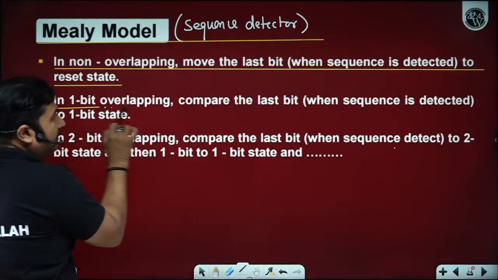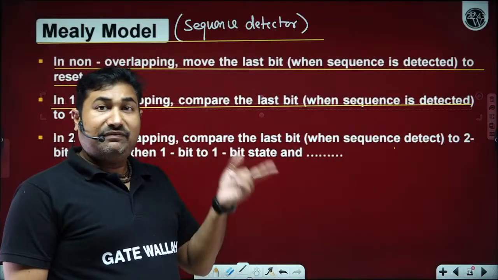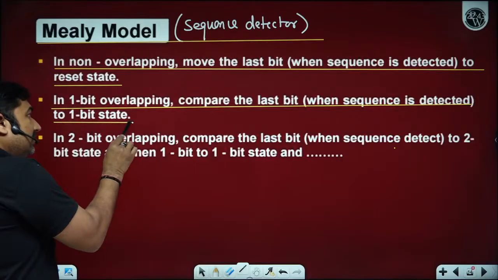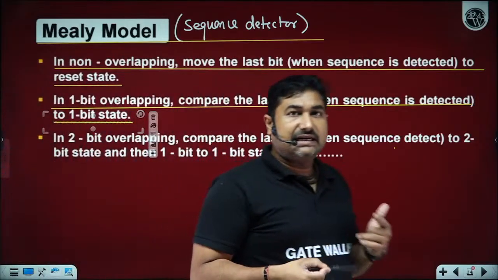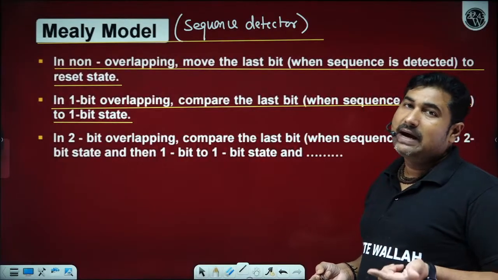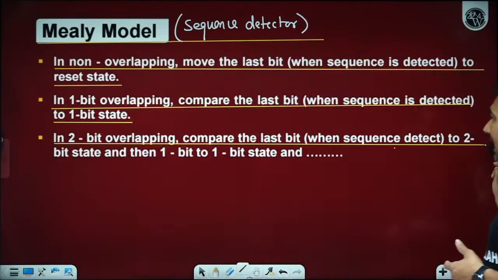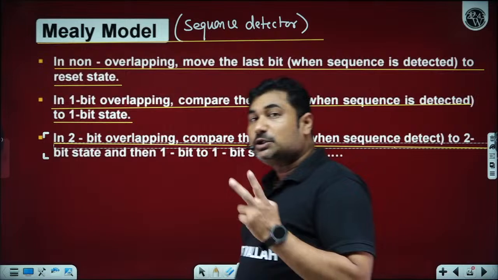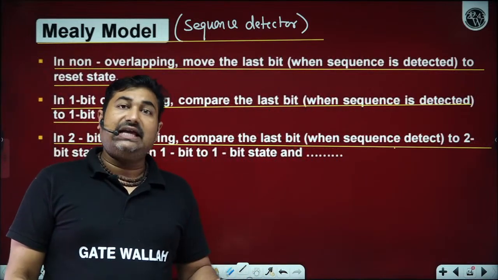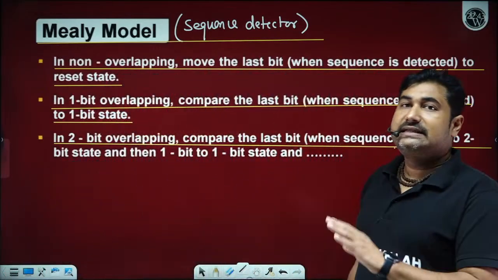Next, in a 1-bit overlapping, compare the last bit with the 1-bit state. If it matches, then you will end your state diagram at the 1-bit state. Otherwise, you will go back to the reset state. In case of a 2-bit state, compare the last bits when the sequence got detected to the 2-bit state. If it does not match, then compare the last 1 bit with the 1-bit state. If that also does not match, then only you will go to the reset state when your entire state diagram completes.